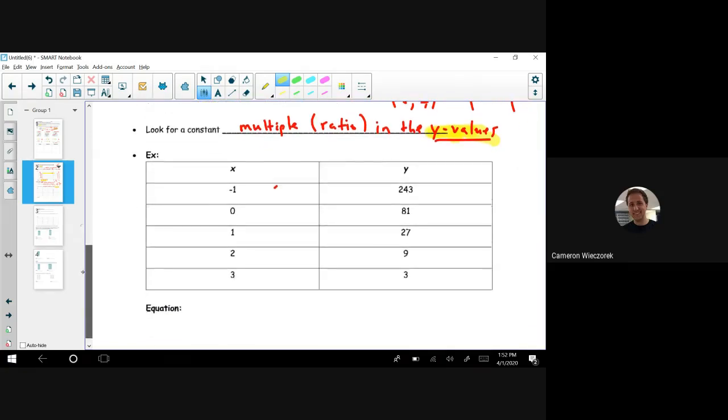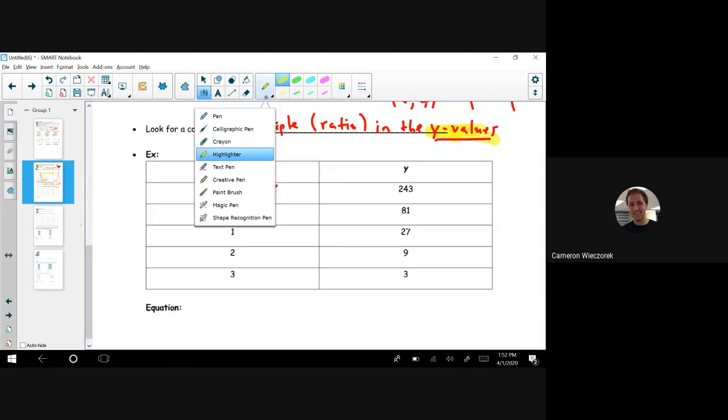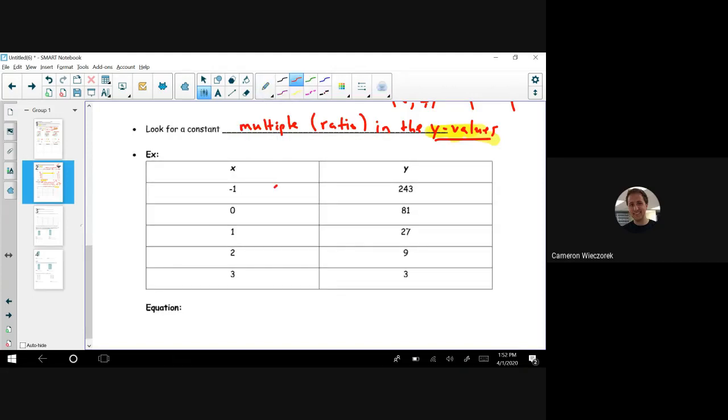So let's say I look at this data table. First thing I notice, the x's are constantly growing by 1. I'm just going to make note of that. This adds 1, this adds 1, this adds 1, this adds 1. That doesn't really give anything away yet. That could be linear at this point.